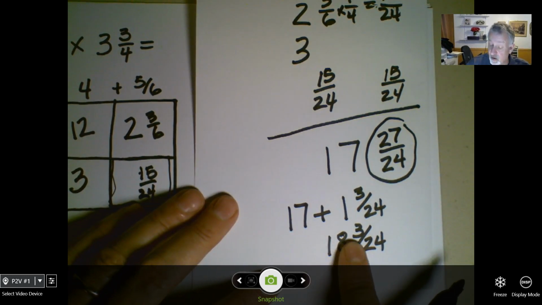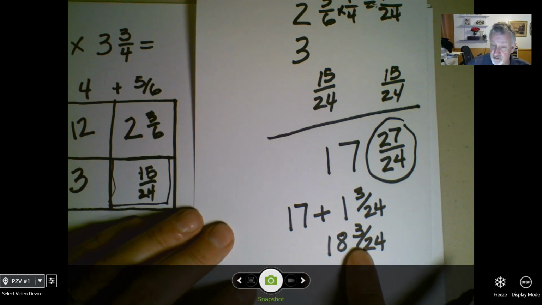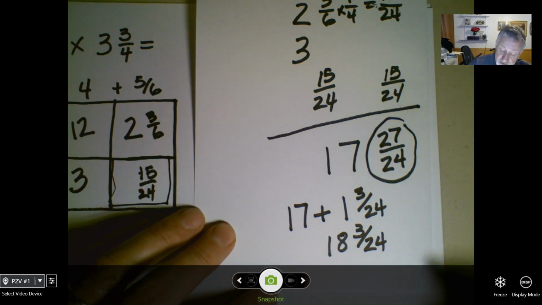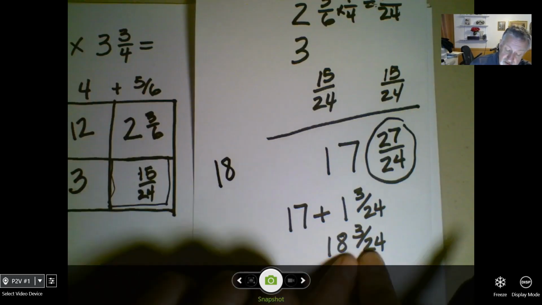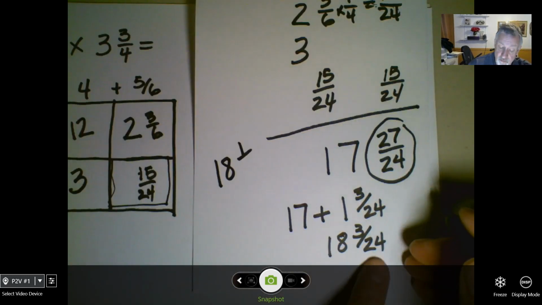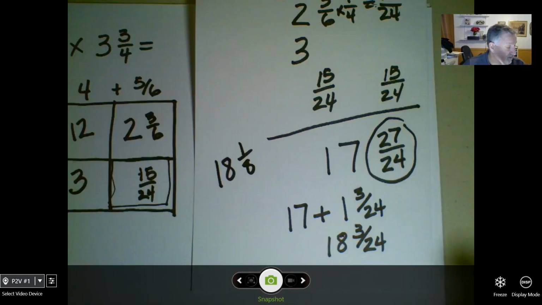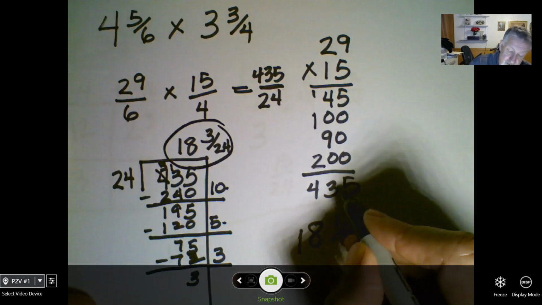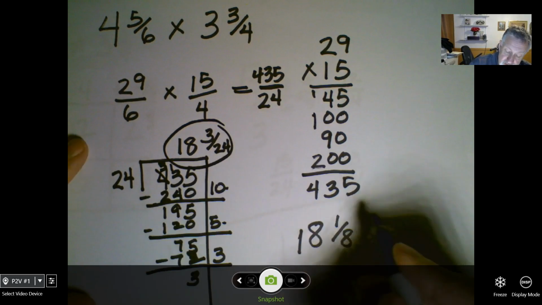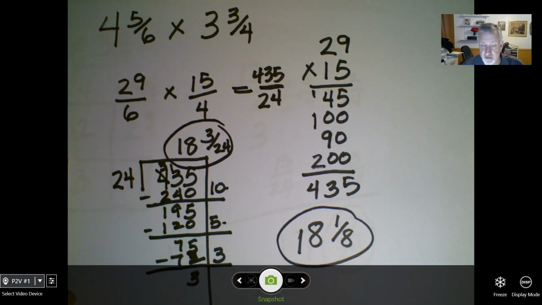And that can also be reduced because 3/24, both of those numbers are divisible by 3. 3 divided by 3 is 1. 24 divided by 3 is 8. So our final answer is 18 and 3/24, or 18 and 1/8. And if we look at the other problem that we solved, we get the same numbers. We came up with 18 and 3/24, and we simplified it down to 18 and 1/8.